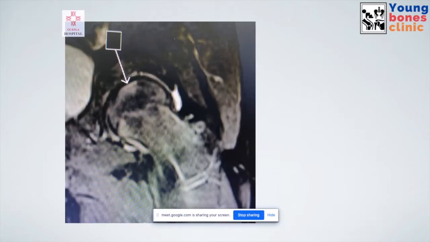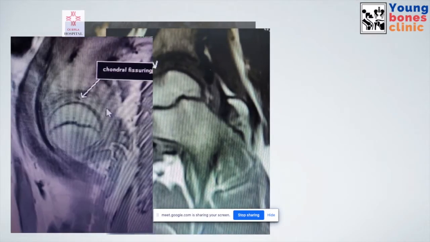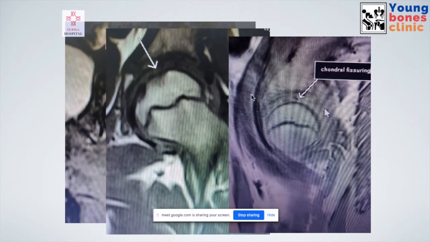So this child on an MRI showed a fissuring in the cartilage. Can you see here the fissuring in the cartilage? This shows that there was something going on in the cartilage which incited a lot of inflammation and caused that acute limp. This is a very subtle sign, and most of the things are just normal, and except synovitis you cannot see anything. So this was a case of idiopathic chondrolysis of the hip.